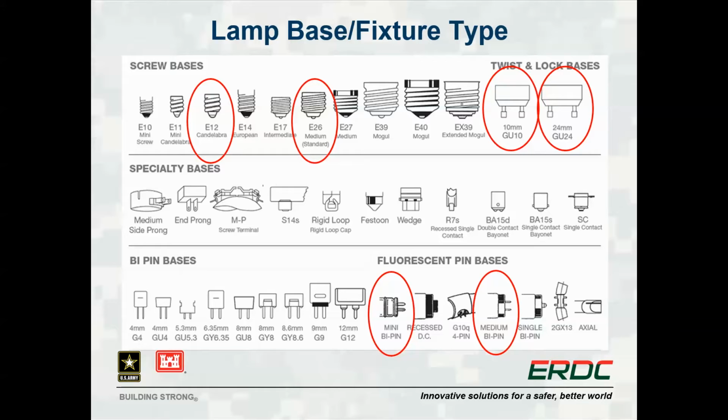Starting in the upper left, we see the series of screw-type bases. Of these, the E26 is the most common and is what most people in the US use in their own homes. It is often called an Edison-type base. Another relatively common screw base is the E12 or candelabra. These are often found in restaurants and hotels and are commonly used with decorative lamps.